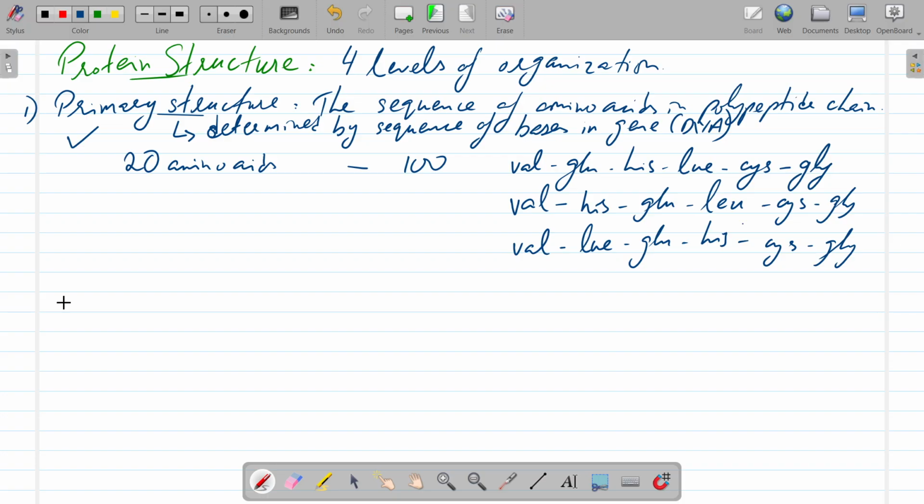So it's easy to say that it's just the sequence of amino acids, but we can understand how important that sequence is. Next up, secondary structure.